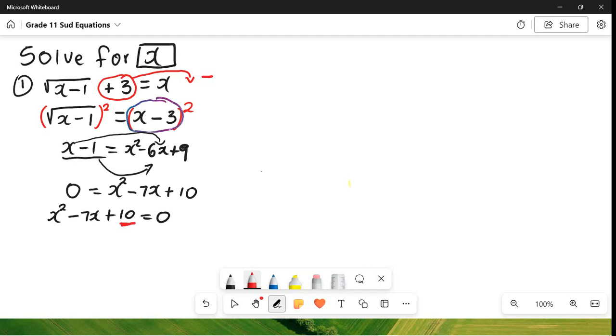So what are the factors of 10? The first ones that are easy are 10 and 1, because 10 times 1 equals 10. But from 10 and 1, can we get 7? Definitely not. We can either get 11 or 9 or minus 9, something like that. Another factor pair is 5 times 2. 5 times 2 equals 10.